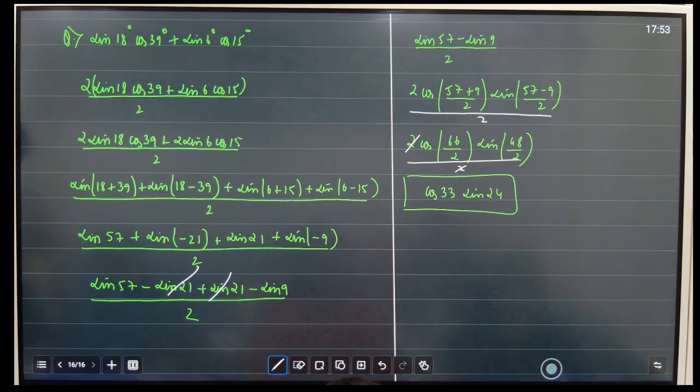Third question, the numerator has to be multiplied by 2 and that also divided by 2. So just 2 in the numerator.